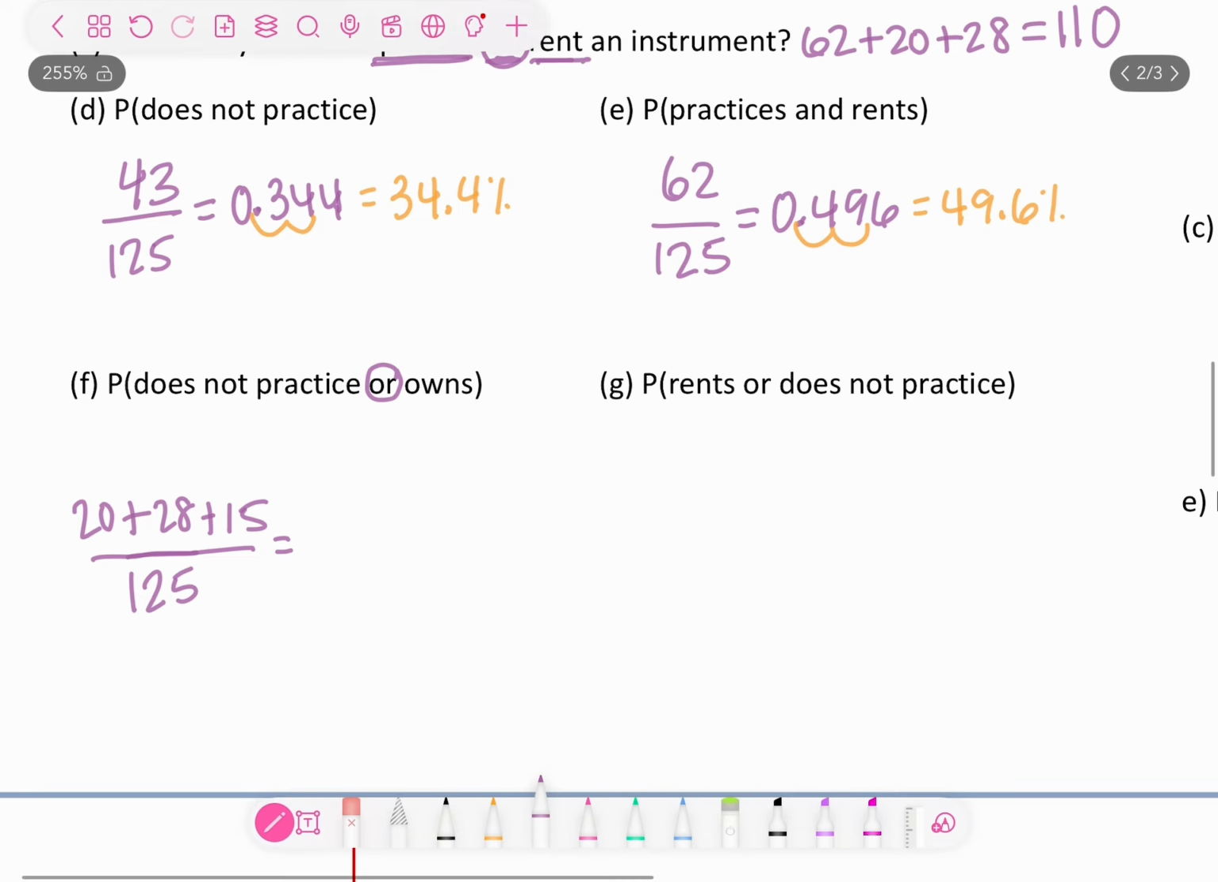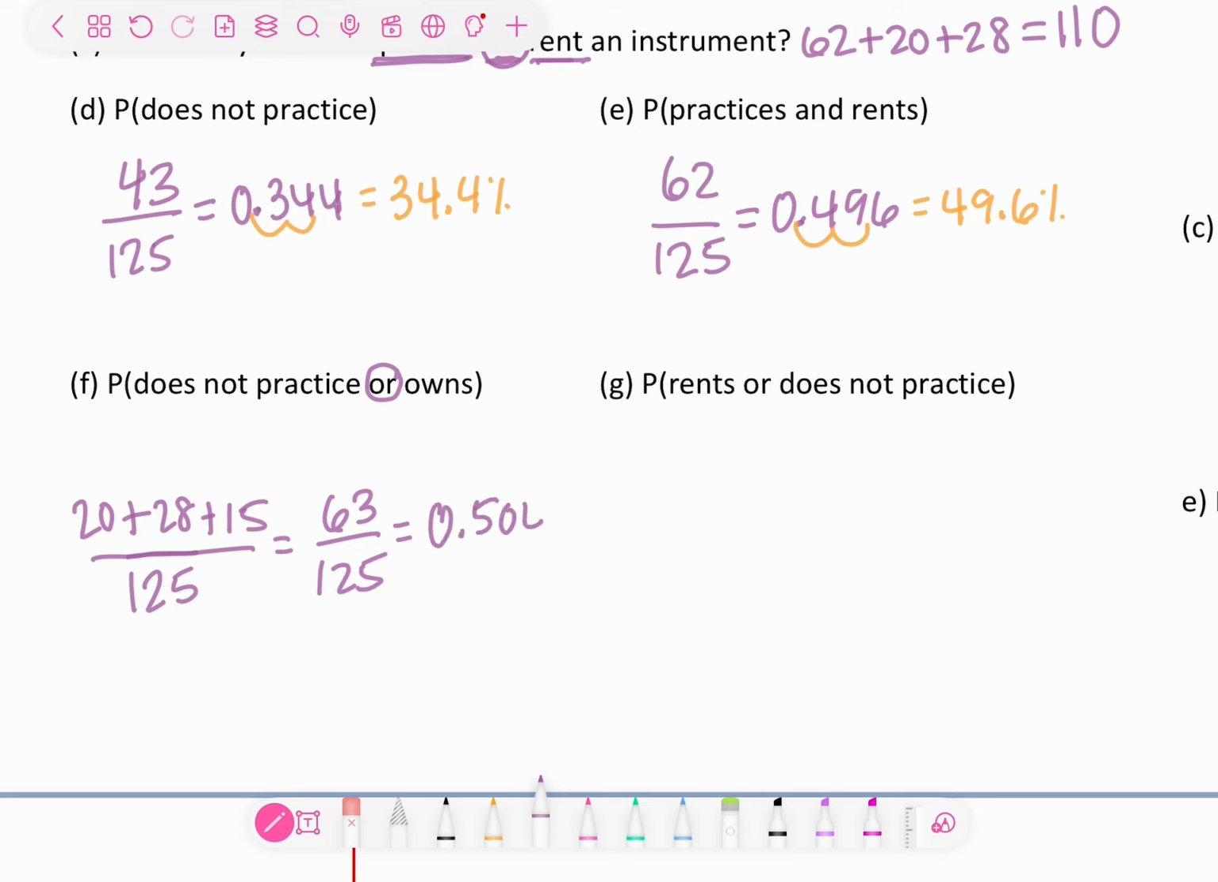And then you're going to get 48 plus 15, which is 63. So it's 63 out of 125. I don't believe that simplifies, so we will just divide it. 63 divided by 125, and we get 0.504, aka move the decimal. About 50.4% of people do not practice or they own.